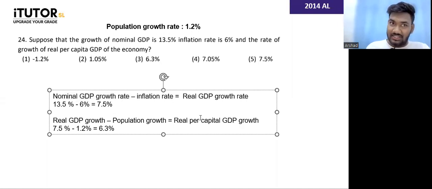Now, sometimes in your question, they might not ask real per capita. They might stop from here. Difference between nominal and real, these are basic theory areas. Nominal GDP is calculated using current prices. Real GDP is calculated using base year prices. So go back to your theory; it's there in any theory note. Real capital? You mean real GDP?